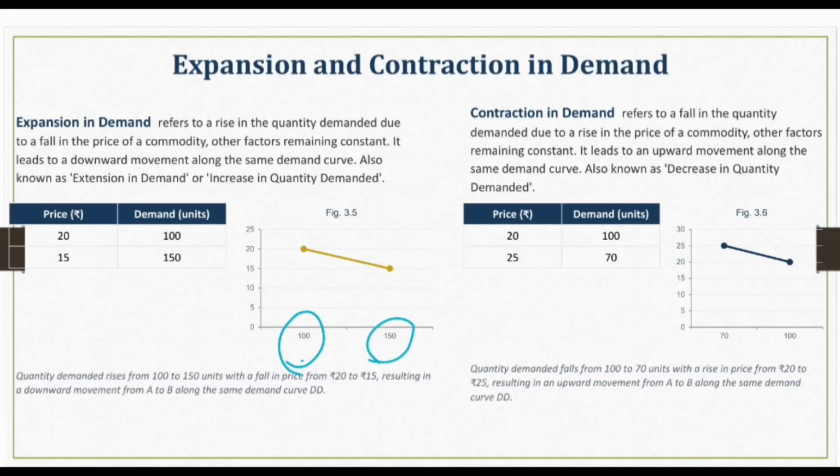Contraction in demand refers to the fall in the quantity demanded due to a rise in price of the commodity, other factors remaining constant. It leads to an upward movement along the same demand curve, also known as decrease in quantity demanded. So as you can see, the price increases from 20 to 25. The quantity demanded falls from 100 to 70, right? So it leads to an upward movement along the same demand curve, right? And it is also known as contraction in demand.